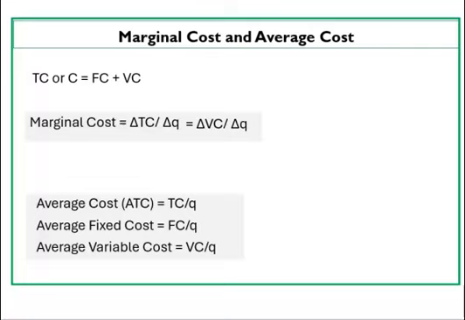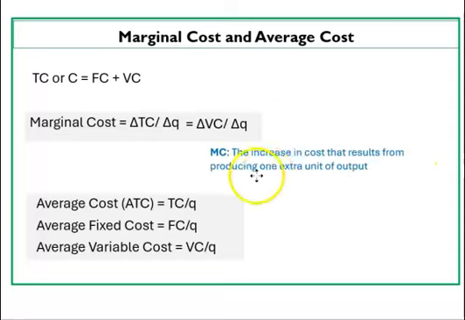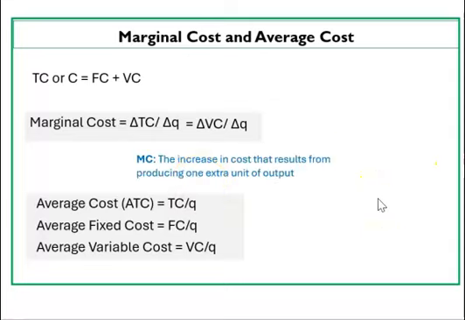Marginal cost is the increase in cost that results from producing one extra unit of output. It is incremental. It equals change in total cost divided by change in output. But in the short run, we know that fixed costs do not vary as output varies. Therefore, marginal cost is also equal to change in variable cost divided by change in output.